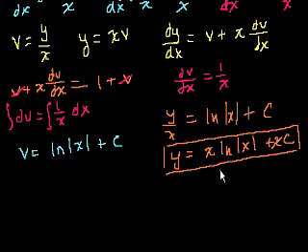So the correct solution is y is equal to x natural log of the absolute value of x plus x times c. And if you wanted to figure out c, I would have to give you some initial conditions, and then you could solve for c, and that would be the particular solution then for this differential equation.